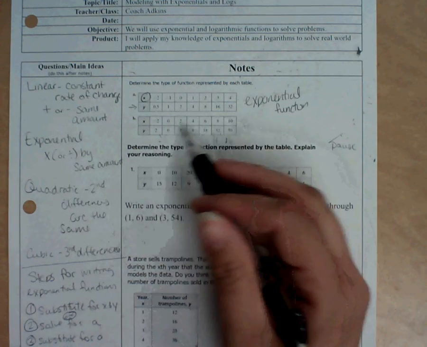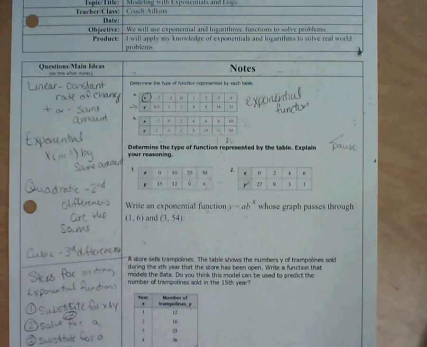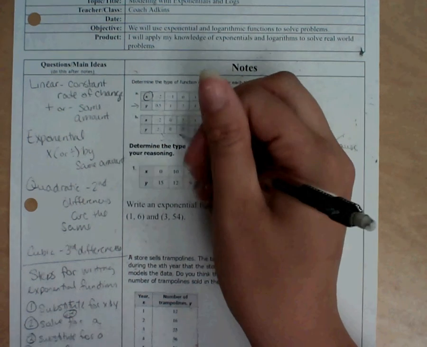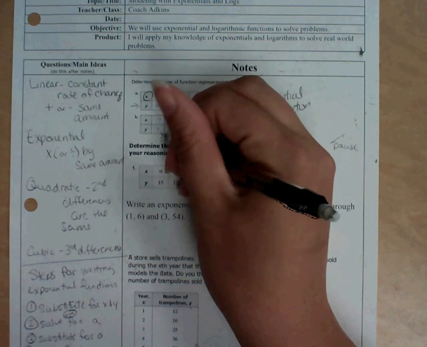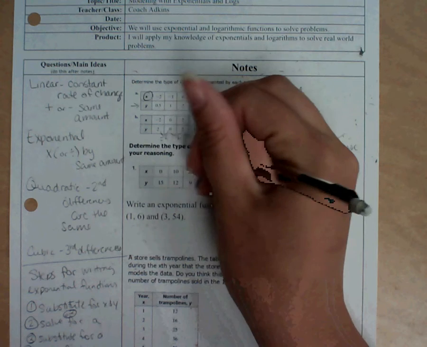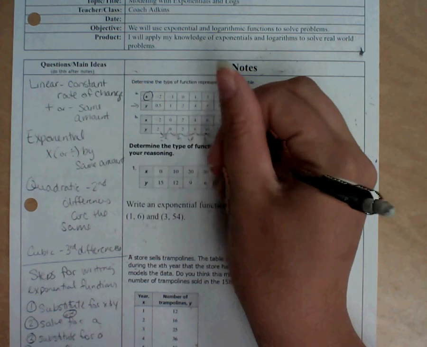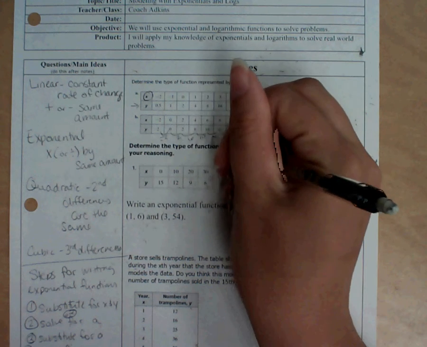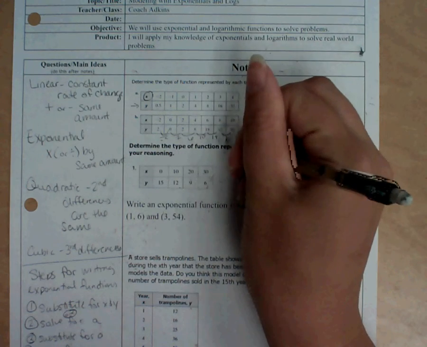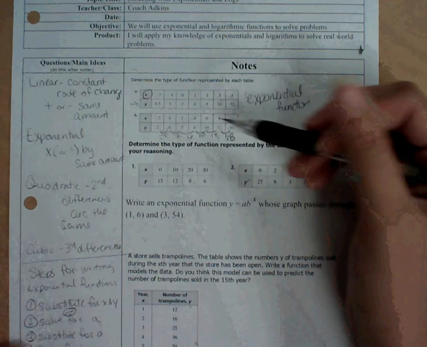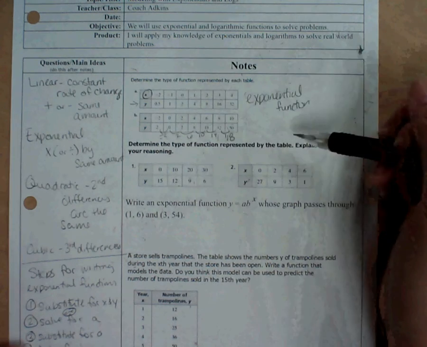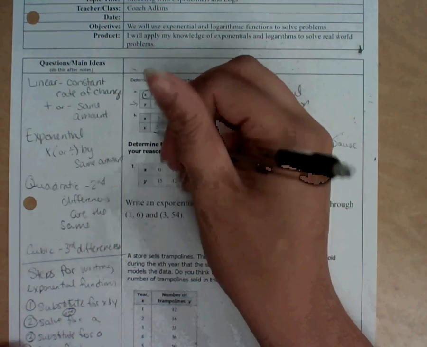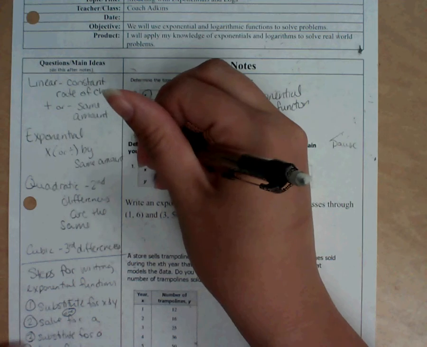Looking at B, again my x's are evenly spaced, so I want to look at their y values. I would subtract 2 here, then I would add 2, add 6, add 10, add 14, add 18. So I'm not adding the same amount each time, and I'm not multiplying by the same amount each time. This right here is the first difference. If this were the same, it would be linear.